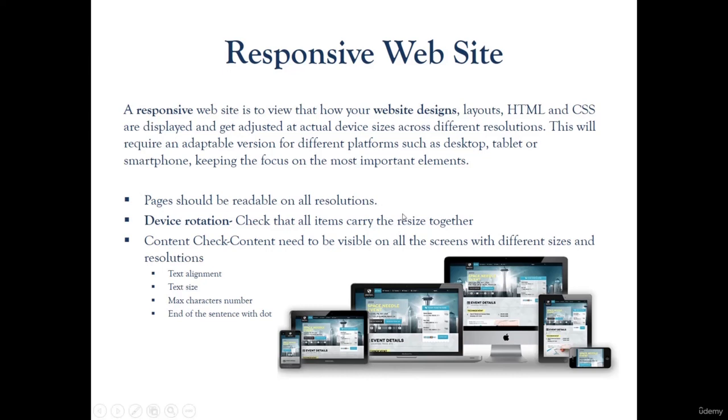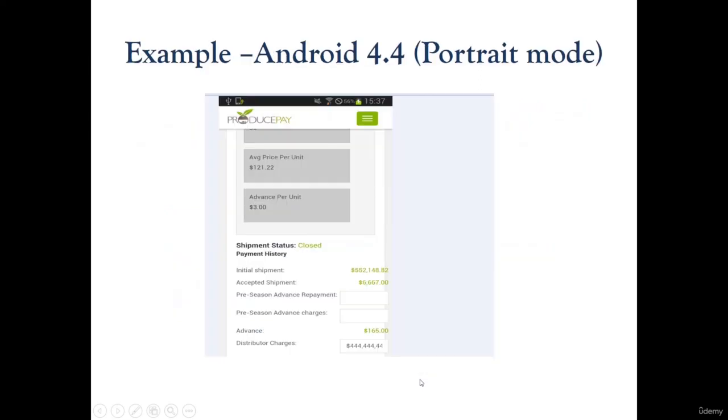Pages should be readable at all resolutions. For device rotation, if the device rotates from landscape to portrait, the website should work properly and be consistent. The content needs to be visible on all the different screen sizes and resolutions, with proper alignments and sizes. The maximum characters and the ends of sentences with the dot should be displayed.